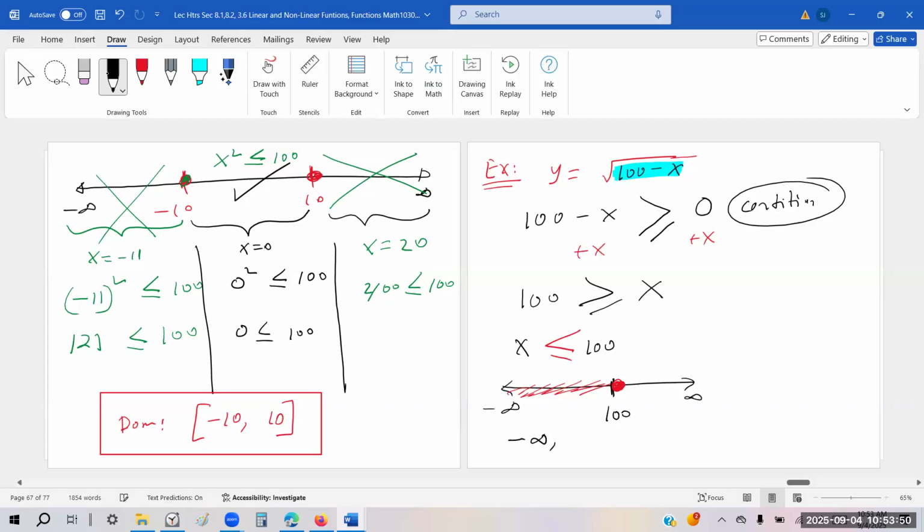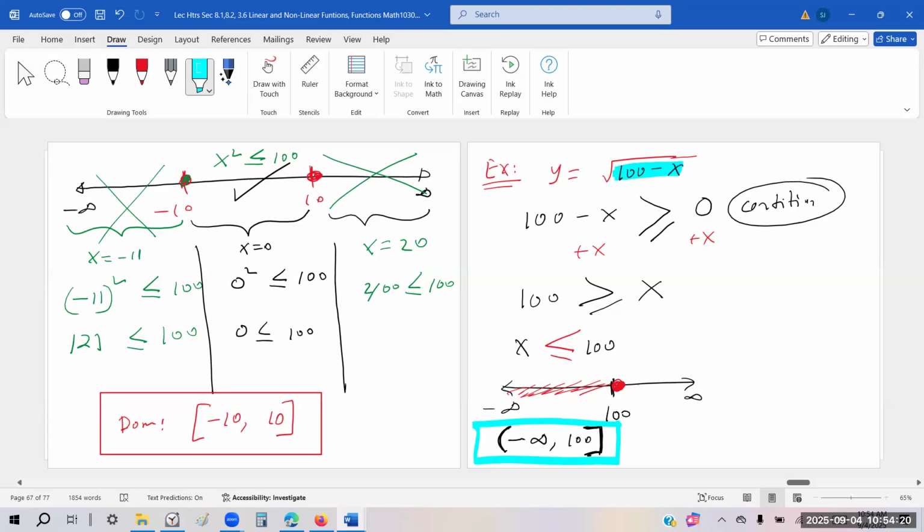It's infinity. 100, and then their boundary. Parentheses for infinity because we don't know what is infinity, but bracket for 100 because we can use 100 in this function. We can replace x with 100, but we cannot replace x with infinity. We don't know what is infinity. So this is the domain.